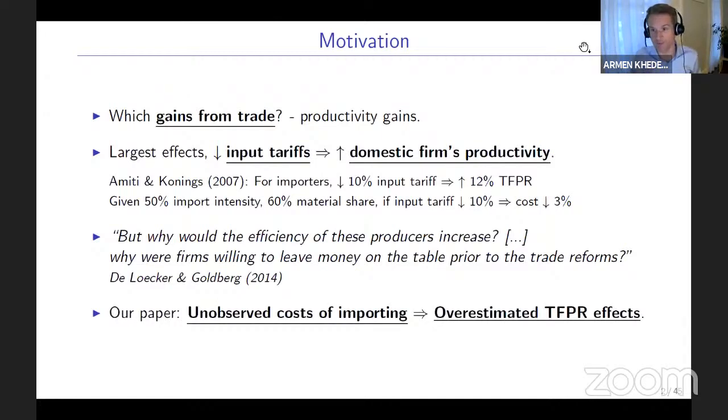Now, our paper might provide some insights into answering this question, because the point that we're making is that there are some additional costs of engaging in trade that are not observed. And if you don't account for those, you might estimate that the within-firm productivity response to tariff reductions is much larger than it actually is.